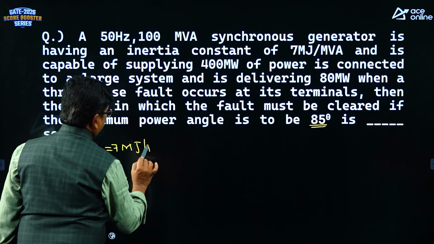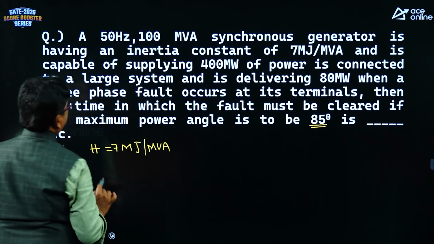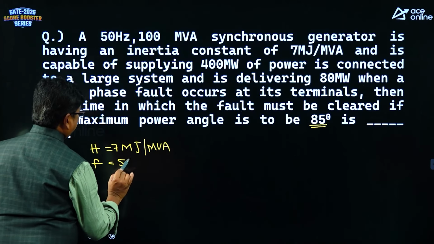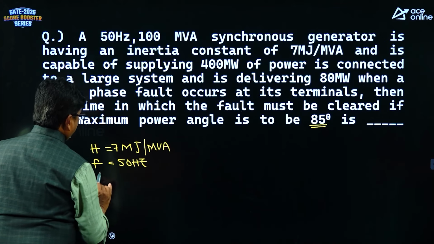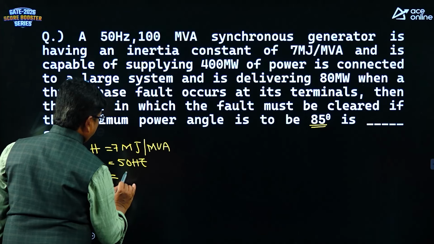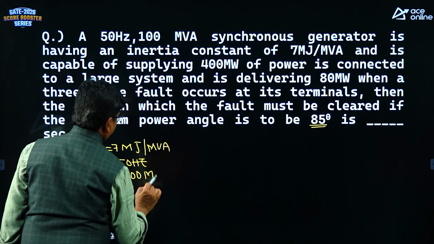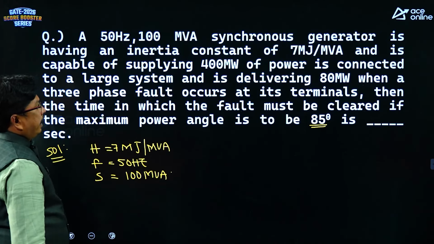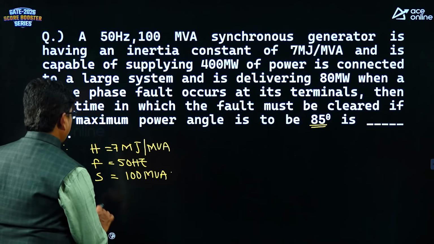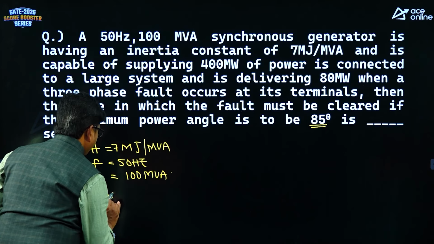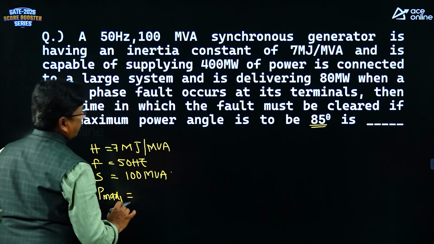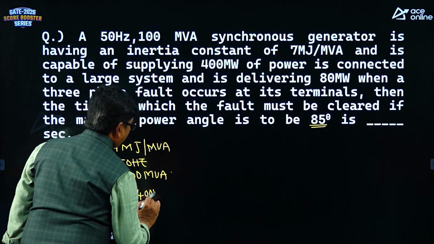Megajoules per MVA, and frequency is given as 50 Hz. The apparent power value is given: S is 100 MVA. And it is capable of delivering 400 megawatt. So P max 1, the maximum power it can transfer, is 400 megawatt.